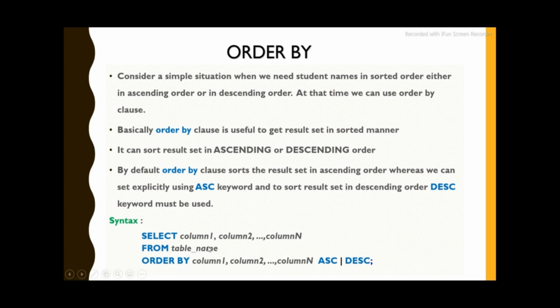So the basic syntax of order by clause is select column 1, column 2 up to column n from table name, order by column 1, column 2 up to column n, and after that the placement of ASC or DESC keyword, which indicates the sorting type, either it is ascending or descending.